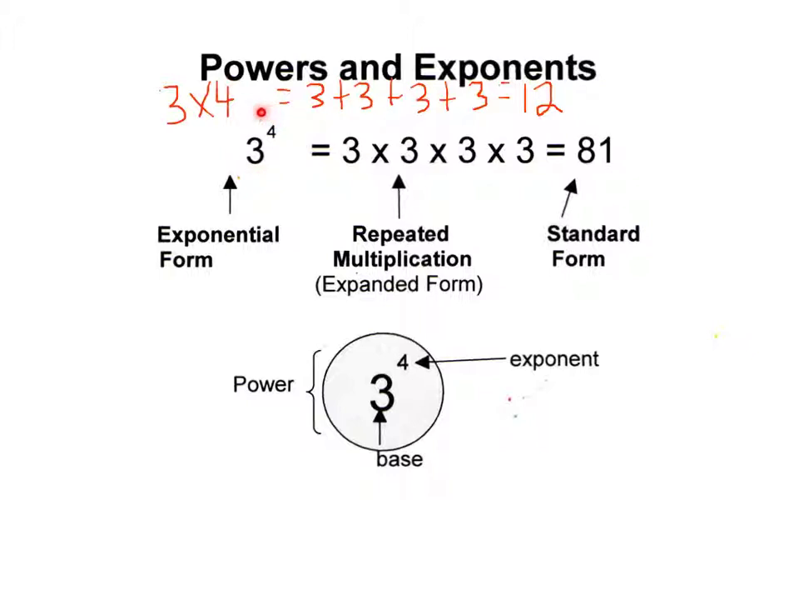So what exponential form tells me is that this number is 3 to the power of 4. What that means is I'm going to take that base number and multiply it by itself 4 times, which would give me 3 times 3 times 3 times 3, and we call that expanded form. Then, if I multiply 3 times 3 times 3 times 3, that gives me 9 times 9, or 81. We call that standard form, or the actual value of the number. So that's how powers and exponents work.